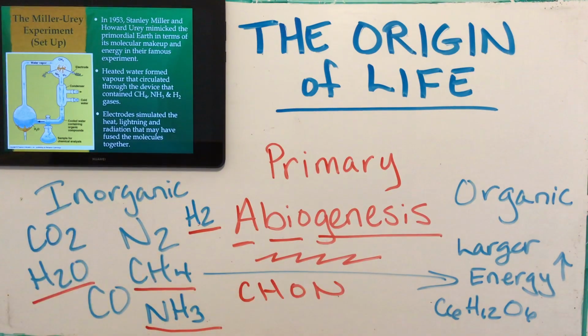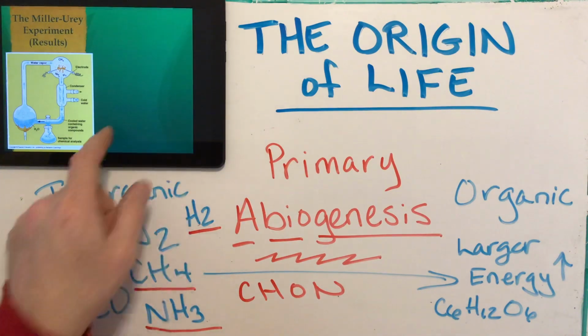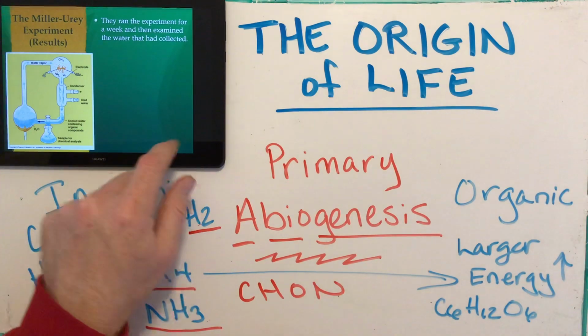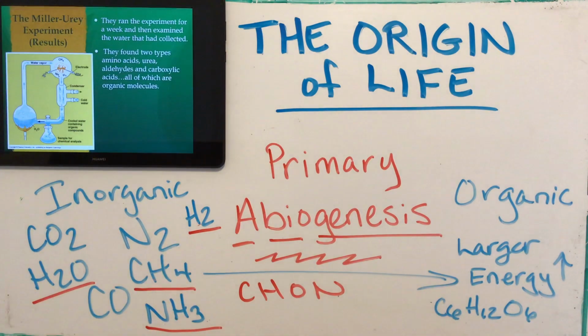So there's the setup, a brief outline like I just described to you. So what were the results? Well, they ran it for about a week, and they examined the water that they collected in this little flask. And inside of it, they found two types of amino acids, glycine and alanine. So 2 of the 20 amino acids were there. Amino acids are the building blocks of protein, if you remember. They found urea, another organic compound related to protein. They found aldehydes and carboxylic acids. These are all organic molecules that are larger than these ones, right?